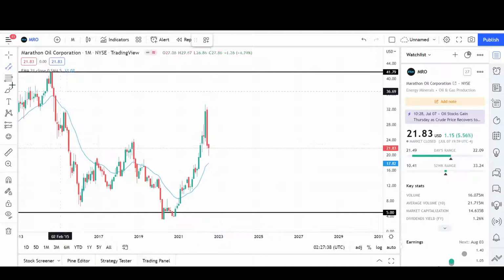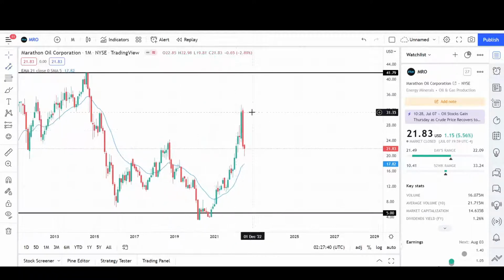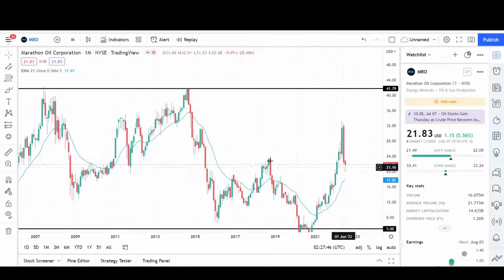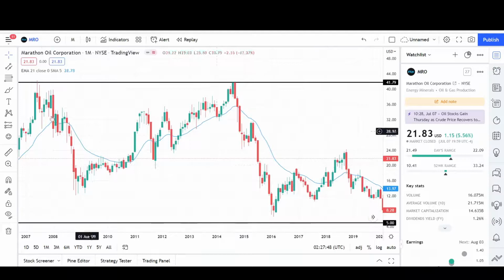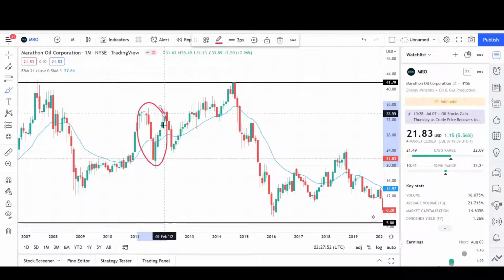Just looks like a pullback as right now. We were definitely overbought, so we're getting near a nice mean price, which is right where this EMA is. There was also a previous time right here where prices got overbought. We saw a massive sell-off, but then we saw a massive reversal to the top side, and this was from 2008 to 2011.